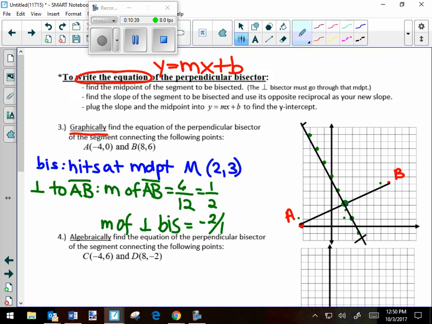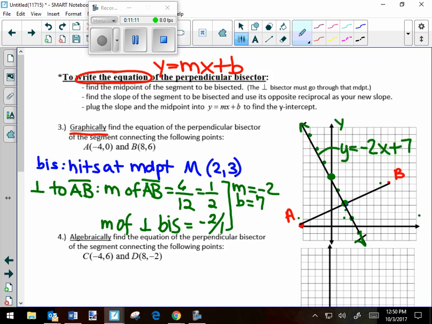So in this case, here's my line, and I have to write the equation of this line. Remember, when we write the equation of a line, we have to know its slope, which we have is negative 2. I also have to, from the graph, find its y-intercept, and I can count that. The point is right here, 1, 2, 3, 4, 5, 6, 7. So my y-intercept is 7. So that means that the equation of this perpendicular bisector is y equals negative 2x plus 7.